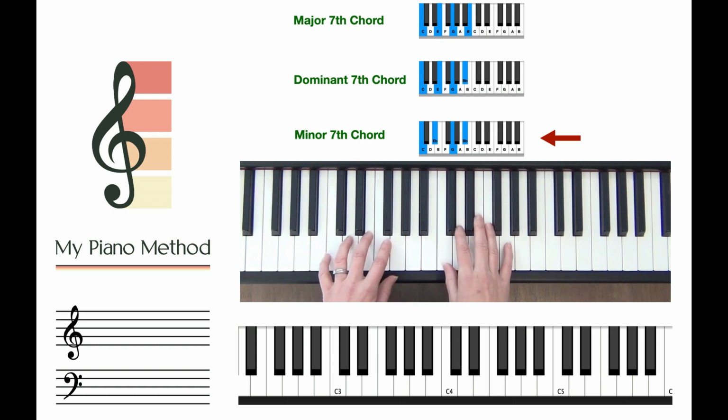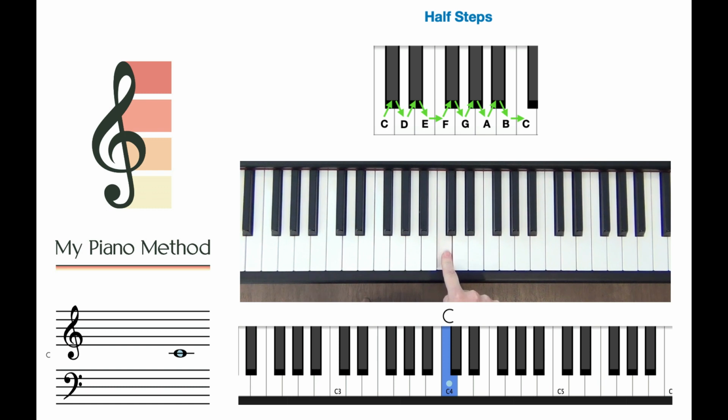Now, there's 2 ways you can learn how to build 7th chords. You can either use the numbering system and build them based on the scale you're in, or you can just build them counting up in half steps on the piano. So that's what we're going to do today. A half step on the piano is just moving up or down to the next closest note, like this. So you can practice moving up and down in half steps.